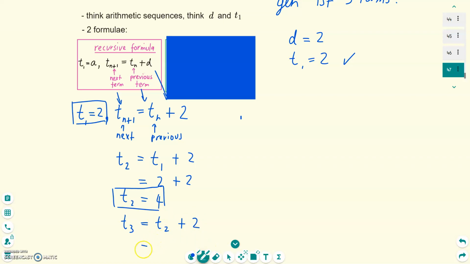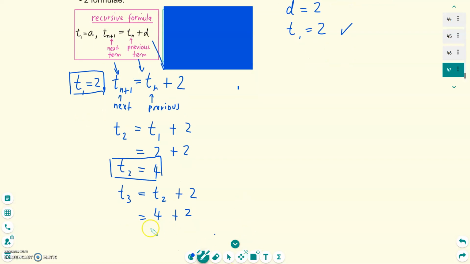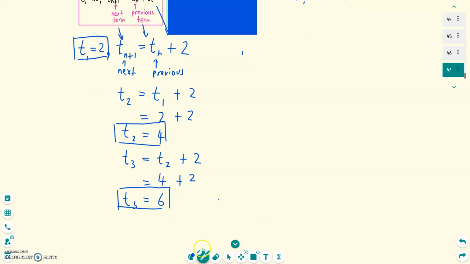Okay, let's do it. So we're working from our previous term. Plug T2 as 4 in. 4 plus 2 is 6. And can you see the pattern? I'll do one more just for good luck. We've answered the question already though. The sequence is 2, 4, 6. And let's do one more for good luck.